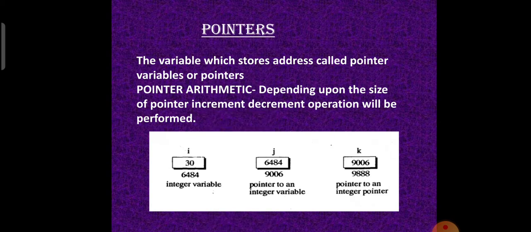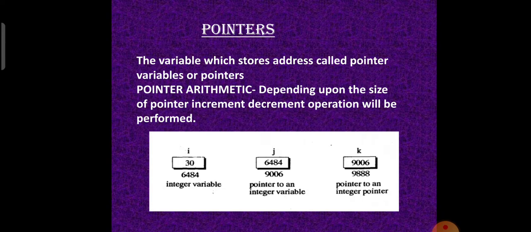Now let's see about pointers. The variable which stores an address is called a pointer. Pointer arithmetic means depending upon the size of the pointer's type, increment and decrement operations will be performed. If it is a character, that character occupies 1 byte, so one number is incremented. Whereas an int occupies 4 bytes, so 4 is incremented from that number.